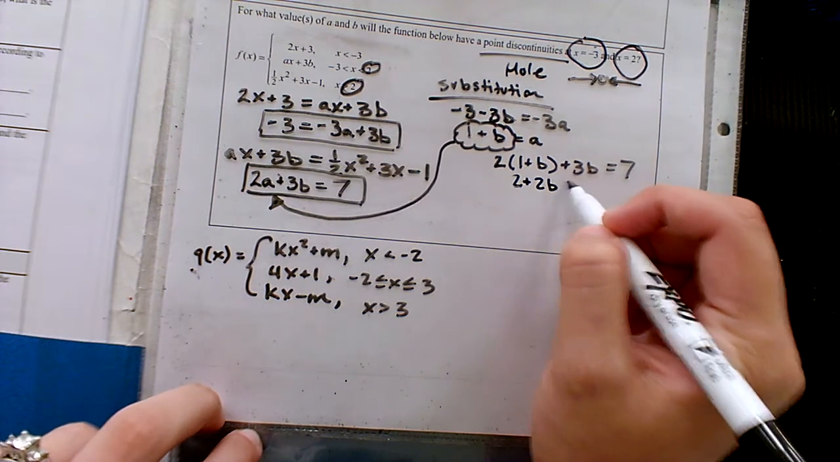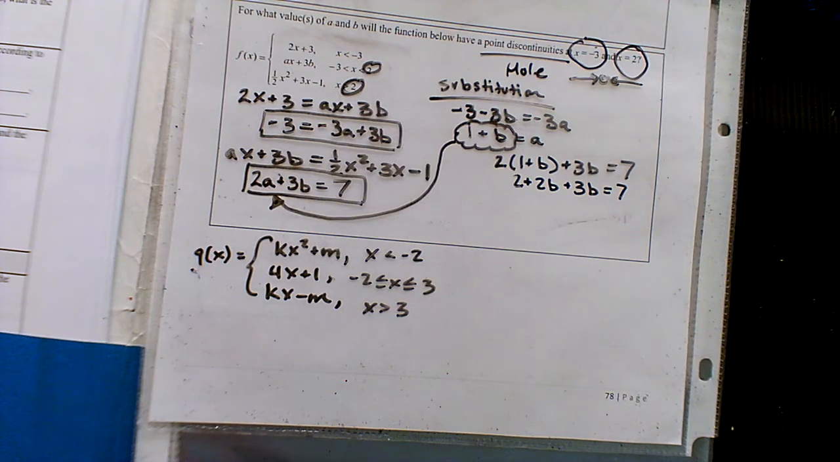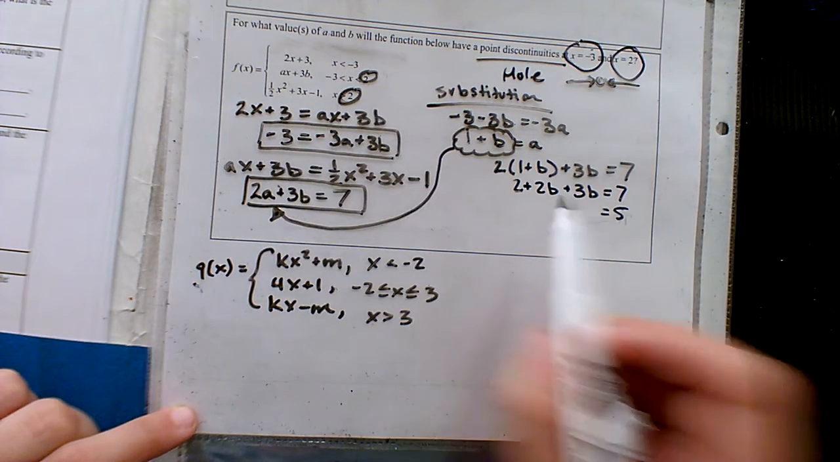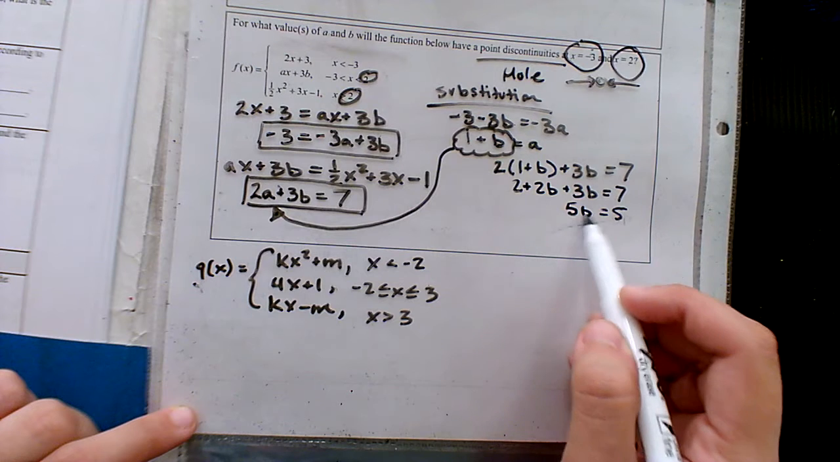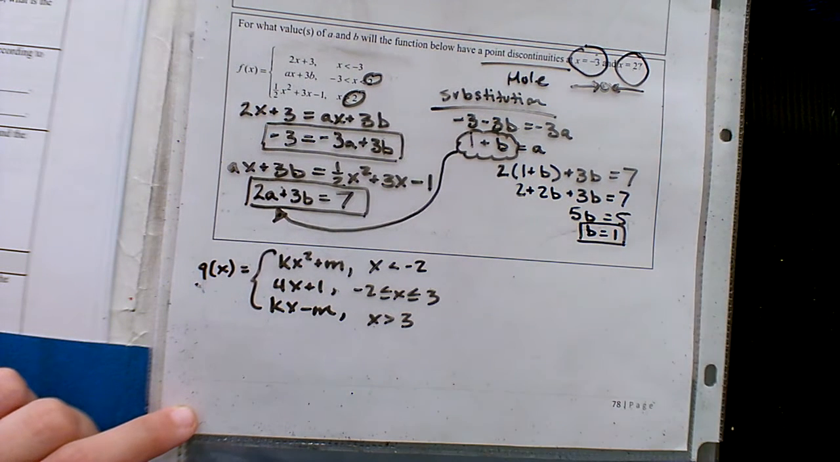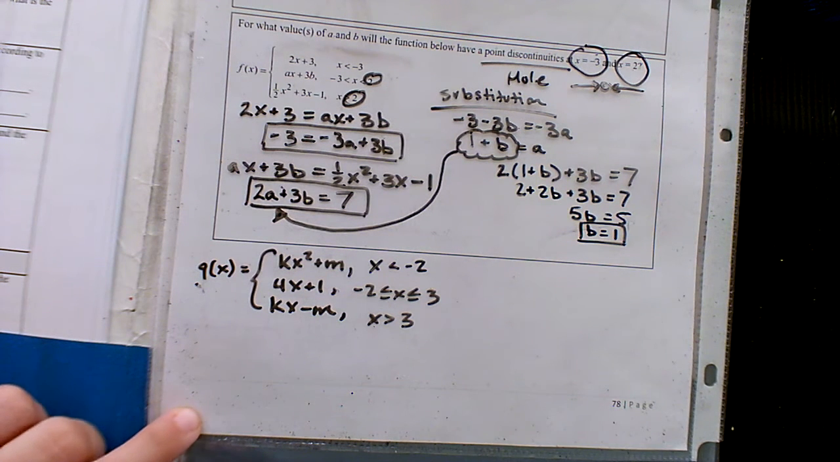We can distribute and combine some like terms. So subtract the 2 over, we'd get 5. 2b plus 3b would be 5b. So it looks like b is 1. All right, so there's our substitution.